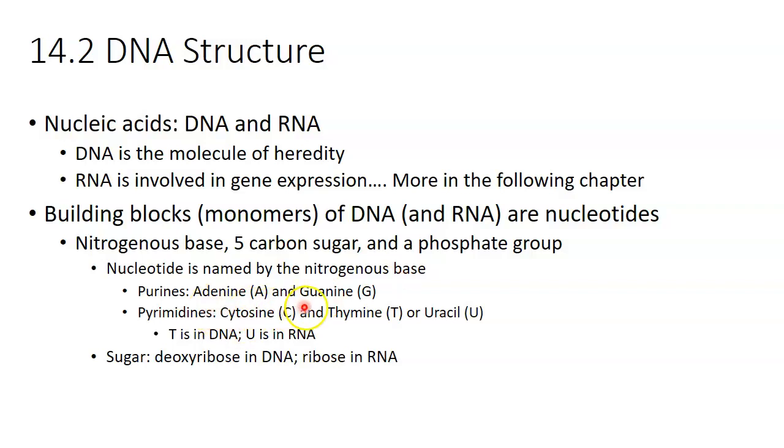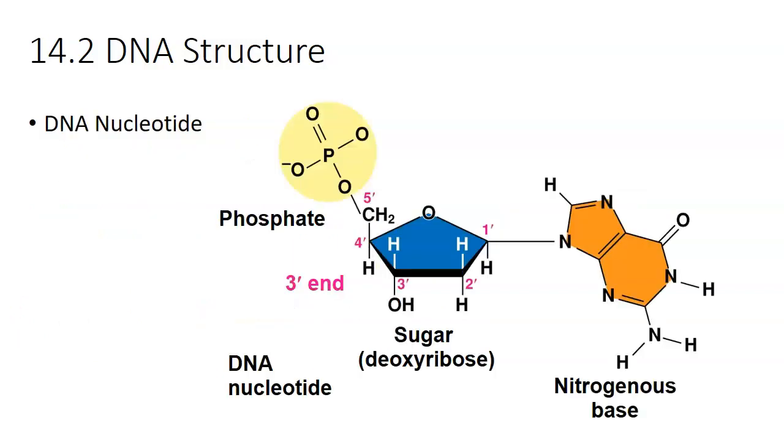Now, adenine and guanine are the larger bases. They're made up of two fused rings, and so we call those the purines. And cytosine, thymine, and uracil, these are going to be the smaller, only single-ring bases, and those are called the pyrimidines. Okay, remember again that thymine is found in DNA, where uracil is found in RNA. Okay, so this is the basic structure of a DNA nucleotide. So here's our phosphate group.